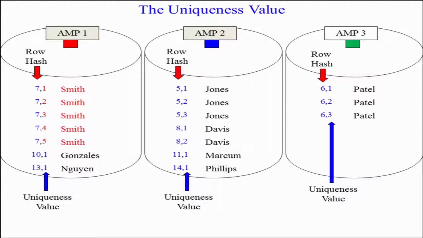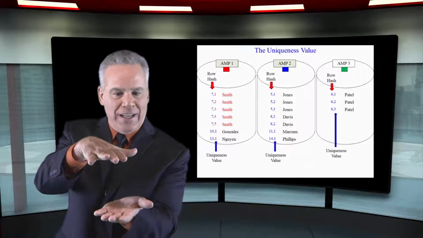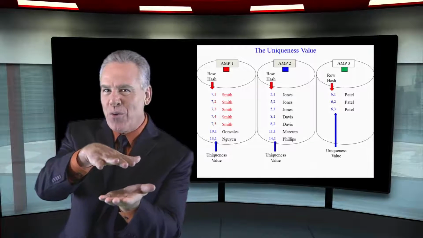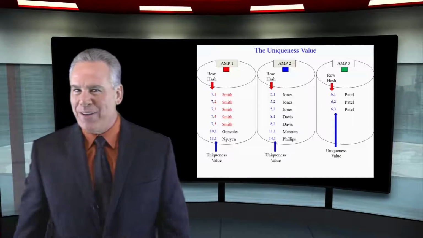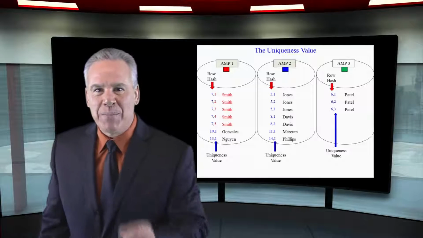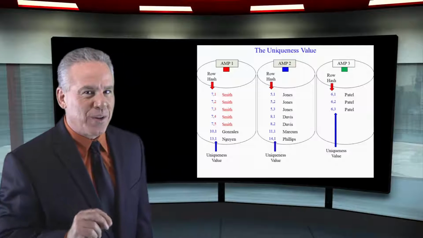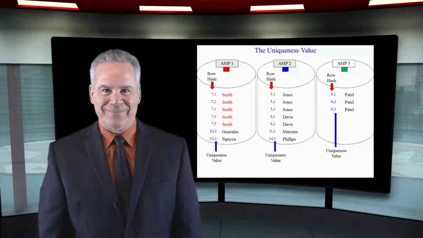Notice that Gonzalez got a 1, because that's a unique value. It's the first one in the table that it's got for that row hash, and that's the way it works. The brilliance behind this is that all like data goes to the same AMP, and it's going to be sorted by the row ID, so it's all going to be stored right there together. That's why, even though you've got a non-unique primary index, it's still a 1 AMP, 1 second retrieve every time.